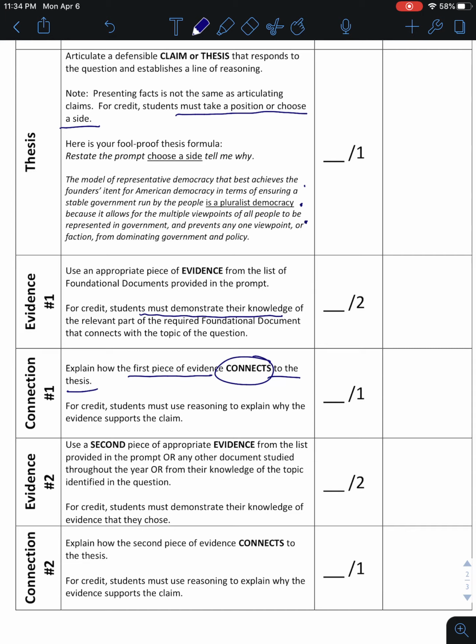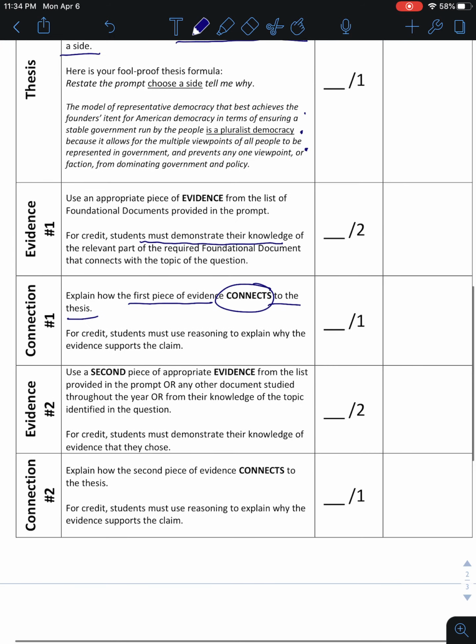Then you have your second piece of appropriate evidence from the list provided in the prompt or any other document. So if you want to use a court case, or something else that we've talked about in class, you absolutely can. It doesn't have to be a foundational document, but it can be. So if you can defend something else that they've listed, absolutely do so. So you're going to have your second piece where, again, you're going to use that as your evidence, and we talked about where that can come from. And then finally, you need to make sure that you tie it back. You have to, again, connect it back.